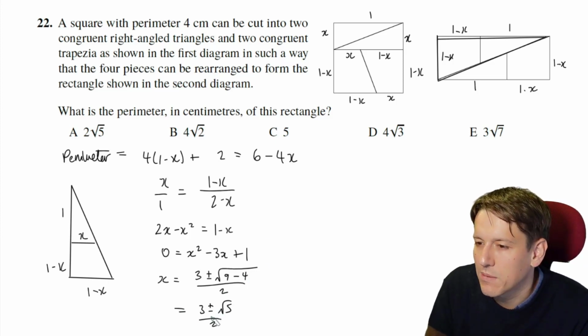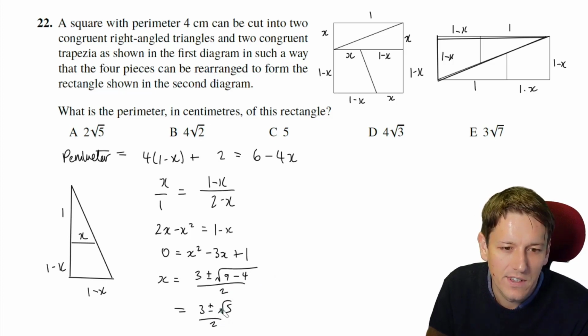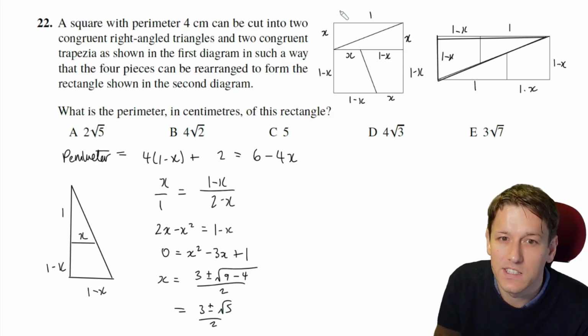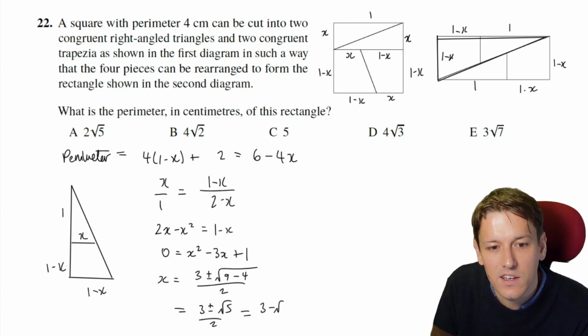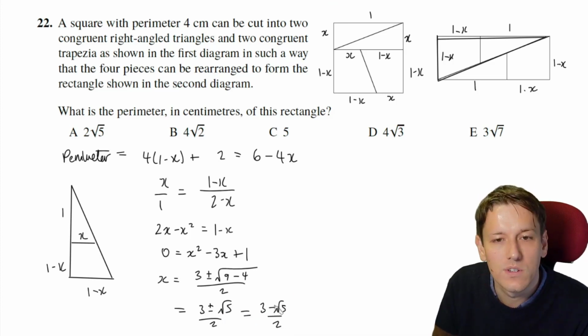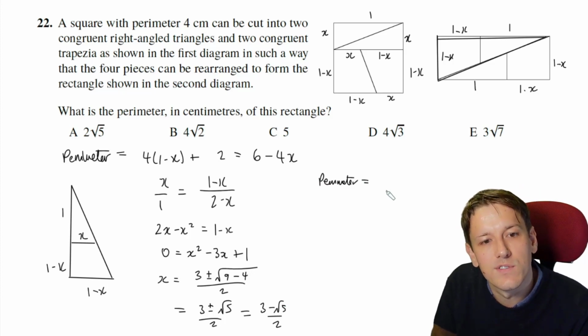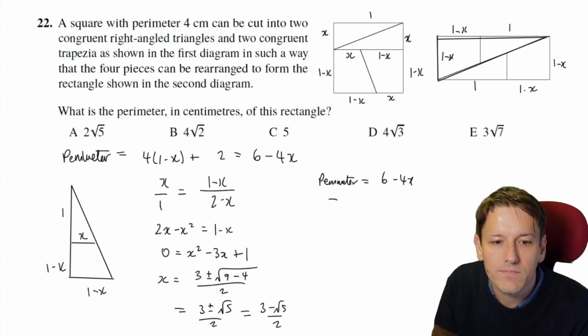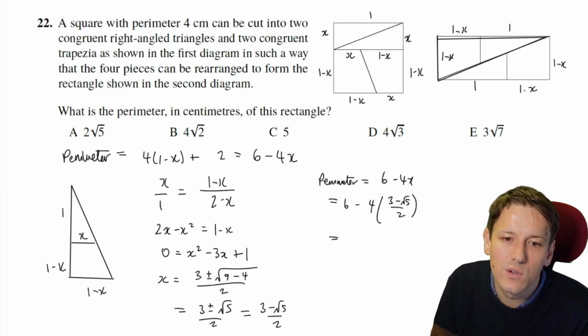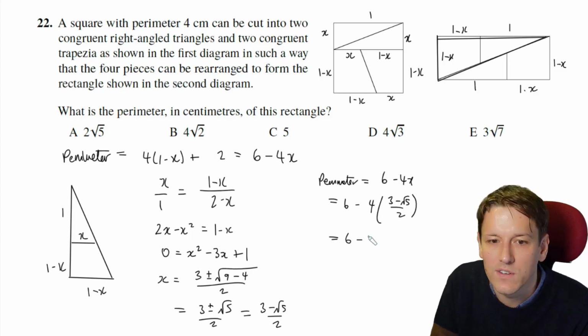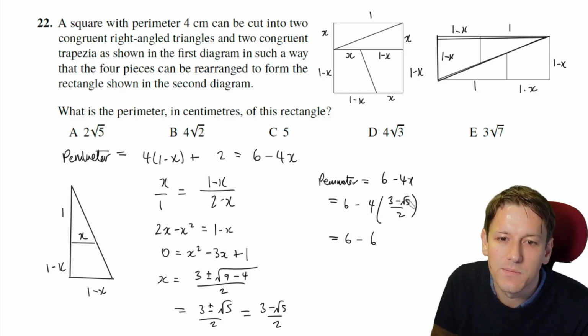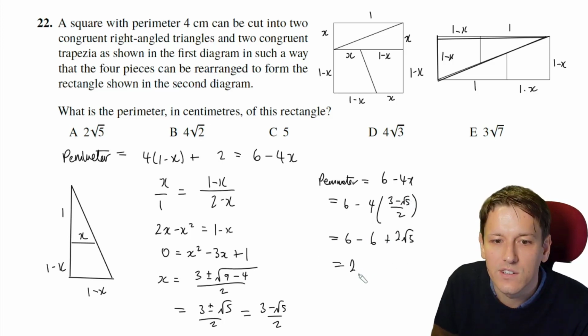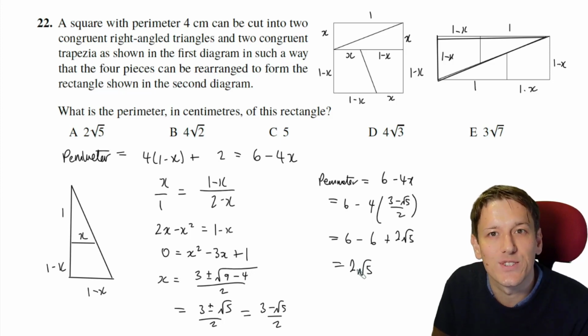Now, if you think about it here, 3 plus root 5 over 2 is going to be way too big to be sensible in this question. So actually we're going to just take 3 minus root 5 over 2 to be x. And then we've just got that the perimeter that we're looking for is 6 minus 4x. So that's 6 minus 4 lots of 3 minus root 5 over 2. And this works out quite nicely because 4 times 3 over 2 is 6. And I've got minus root 5 over 2, so that's plus 2 root 5. The 6s cancel, and we get the final answer that the perimeter is 2 root 5.